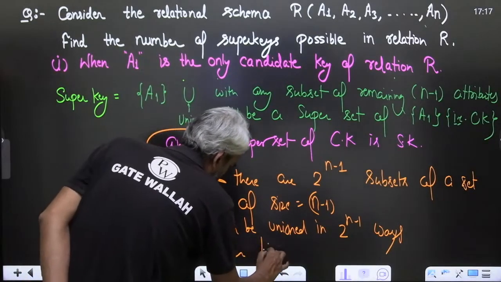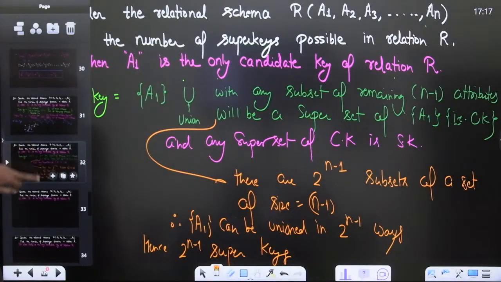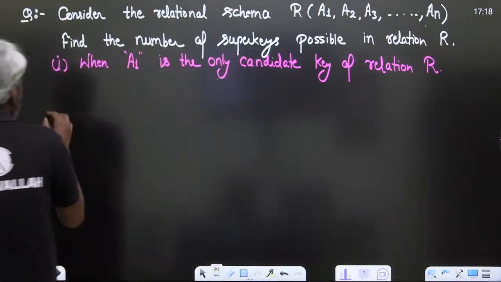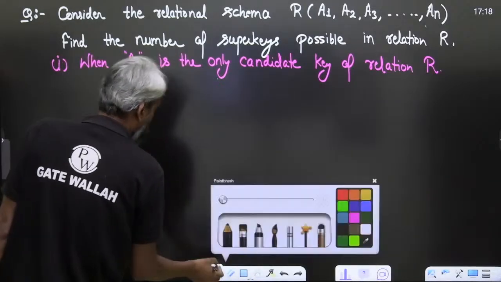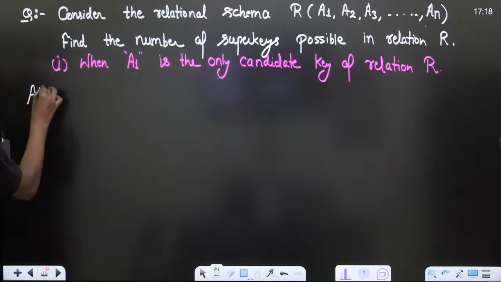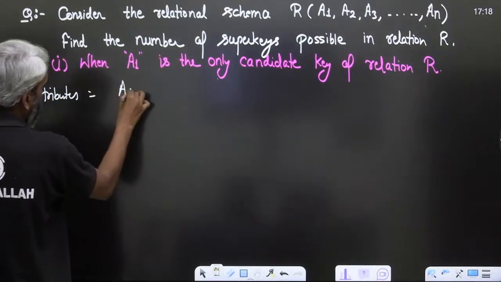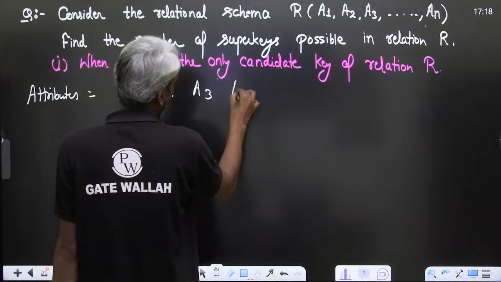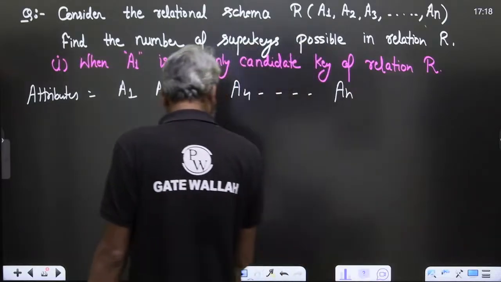Still not clear, sir. Still struggling. Come on. Still struggling. So what is the set? So what are the attributes? A1, A2, A3, A4 up to AN.